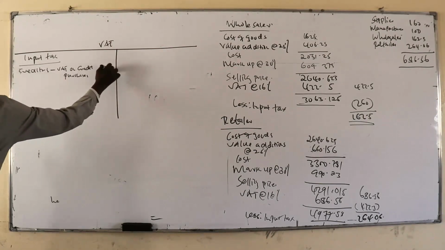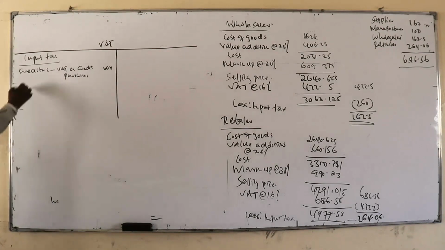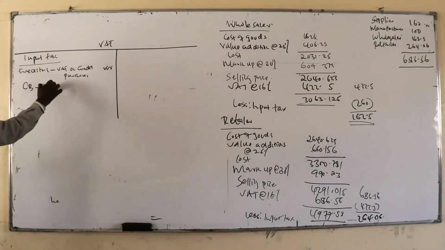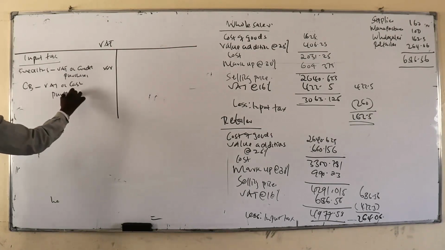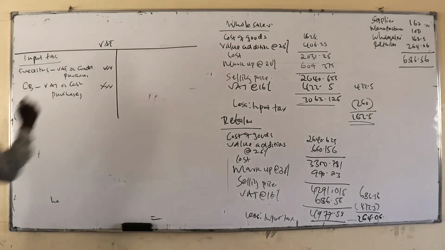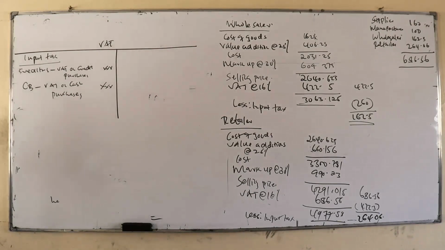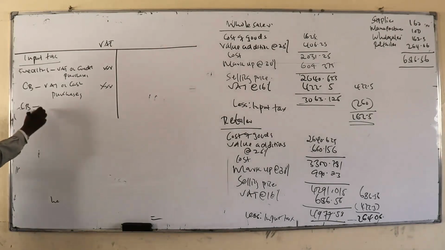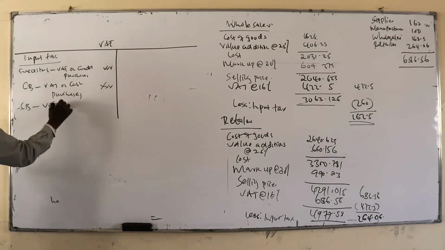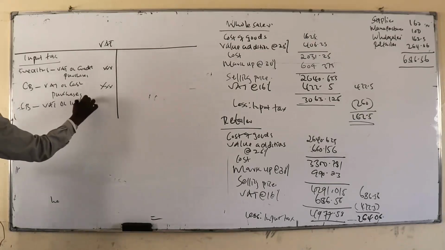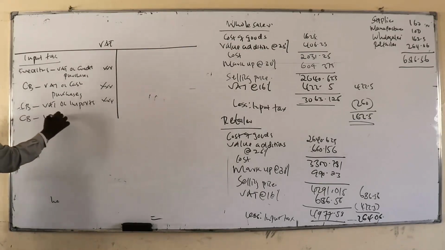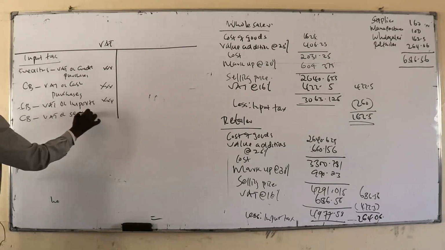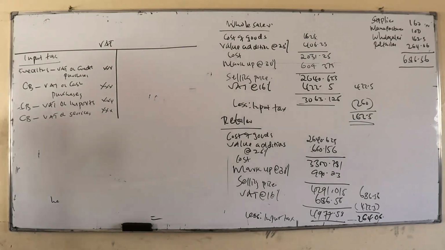You record here. You go to your cash book, you take VAT on cash purchases. You record here all the VAT that you're charged on cash purchases. You go to your cash book, you take VAT on imports. All the imported goods, you write here. You go to the cash book, you take VAT on services. On services, you record here. Are we together?